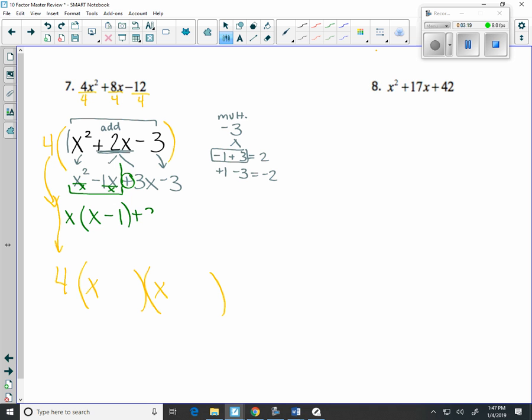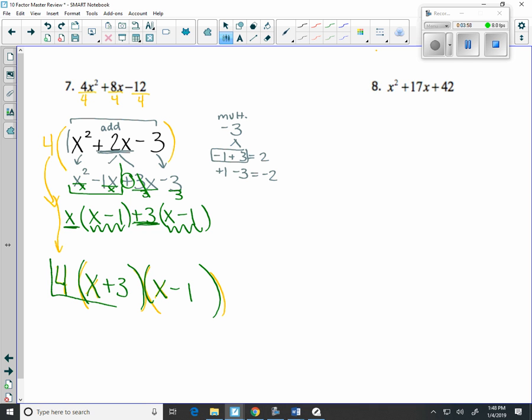3x and negative 3 have 3 in common, so I'm going to divide these by 3. 3x divided by 3, my 3's cancel, so I'm left with an x. Negative 3 divided by 3 is negative 1. And since I already have this written down here, 4 times, here I have x plus 3, and then in my parentheses, x minus 1. And that's my final answer.